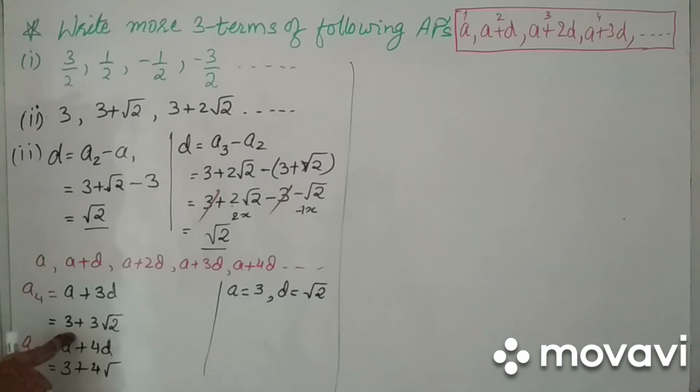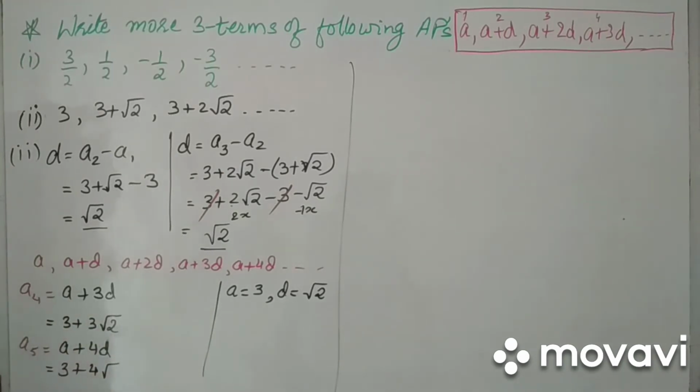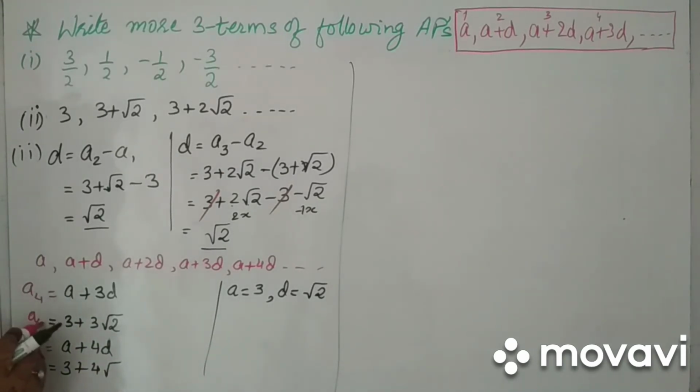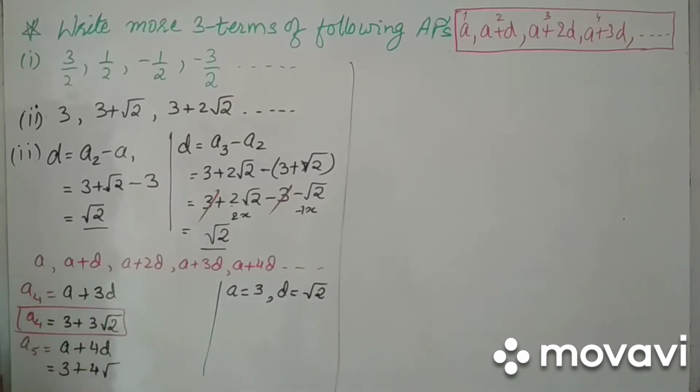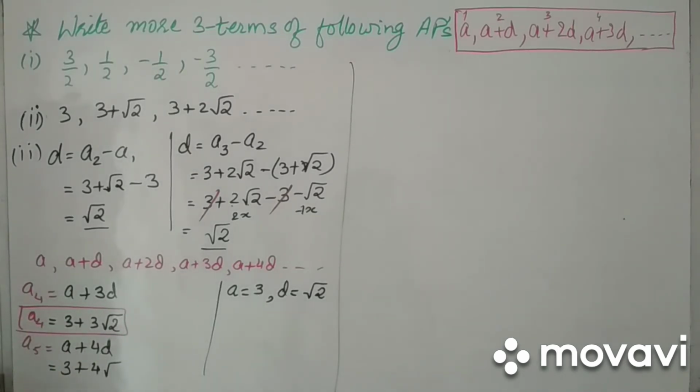So what did I get? A4 is equal to 3 plus 3 root 2. Instead of going with that long method, we can easily get it by this formula.